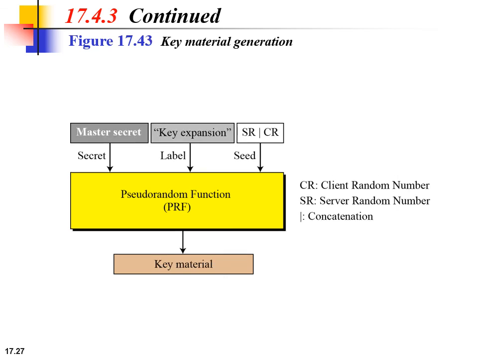Key material generation in TLS. TLS uses the pseudorandom function to create the key materials from the master secret. This time the secret is the master secret, the label is the string "key expansion", and the seed is the concatenation of the server random number and the client random number.